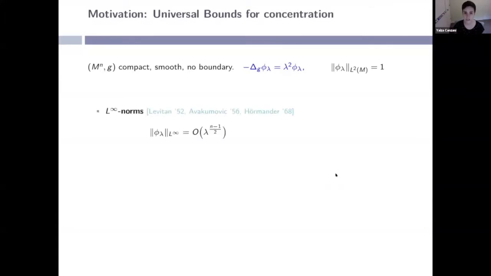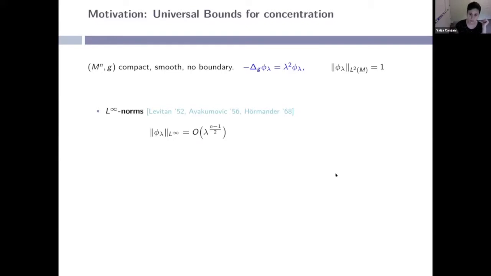Now, when it comes to L infinity norms, the result is that eigenfunctions cannot grow faster than lambda to the (n minus 1) over 2, again, n being the dimension of the manifold. This result is due to Levitan and Avakumovich, and in full generality due to Hormander. Throughout the talk, I will likely refer to this as either the universal bound or Hormander's bound.